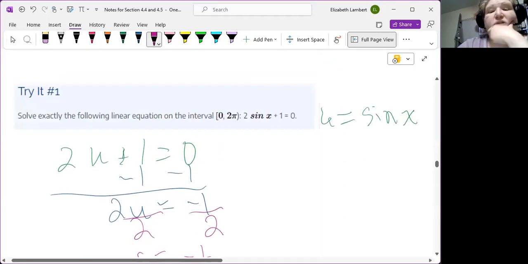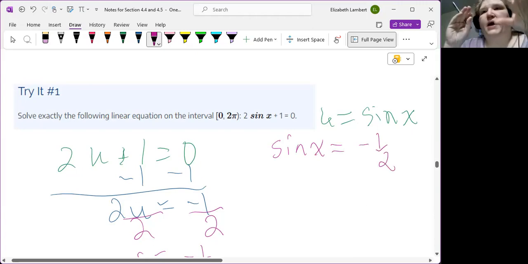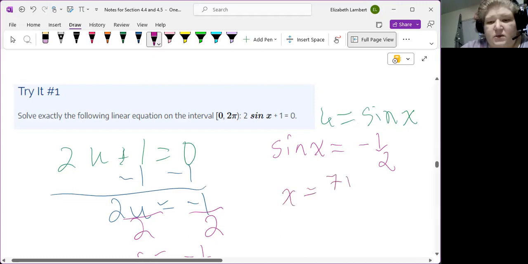So now we take it back to our equation here. So sine x is negative 1/2. So now we're asking, when is sine negative 1/2 on the unit circle? So these are our pi over 6 angles, but it's not quadrants 1 and 2, it's quadrants 3 and 4, which is the 7 and 11 pi over 6. So x equals 7 pi over 6.